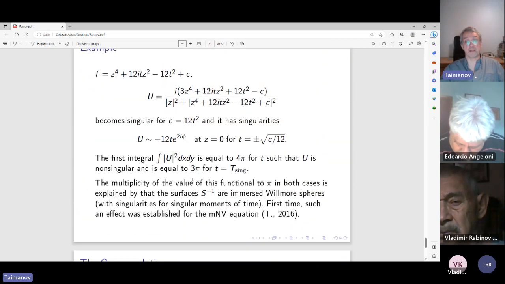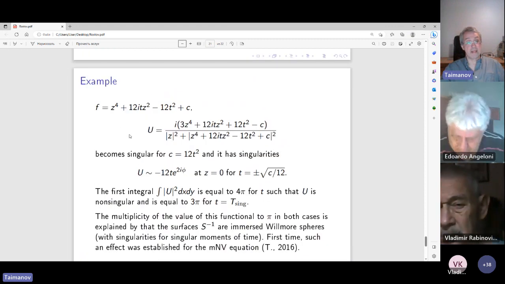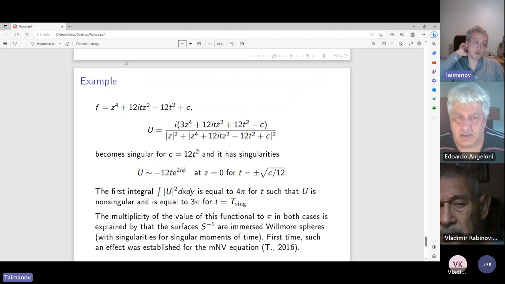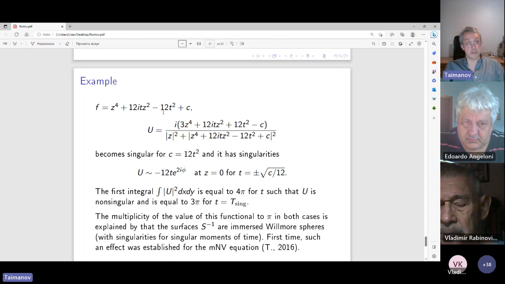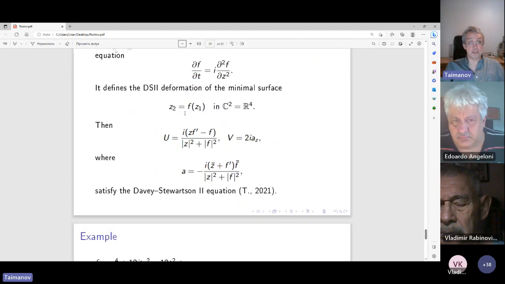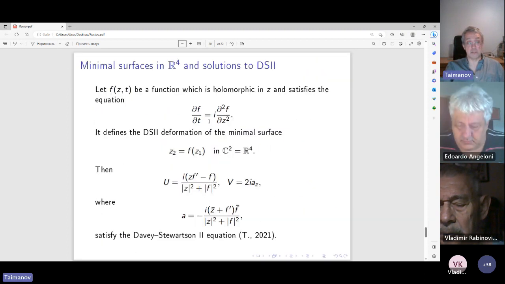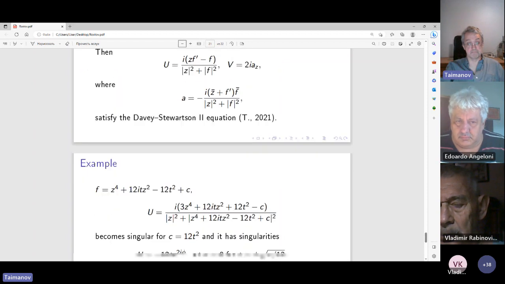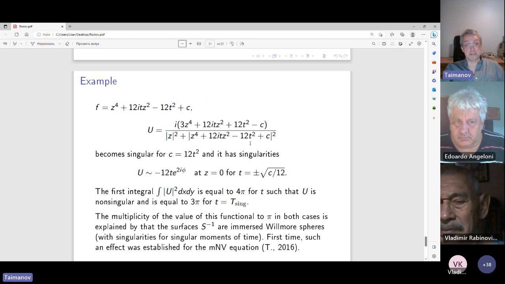I will take a more complicated example. Take f: in the previous case, f was a polynomial of second order in Z. Now take this polynomial, Z to the fourth plus 12i t Z squared minus 12 t squared plus c. So it definitely satisfies this equation, df over dt equals i d2f over dz squared. The solutions take this form.